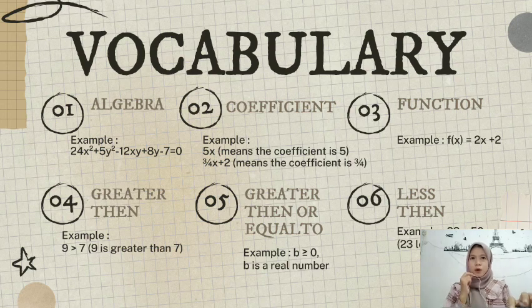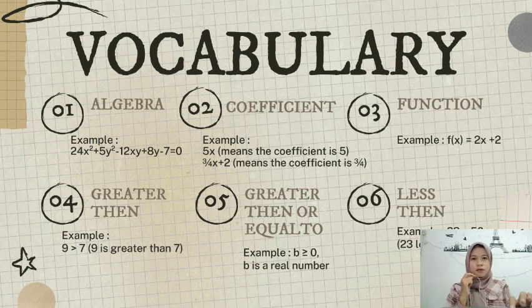And second, coefficient. Meaning in Indonesian is koefisien. Coefficient is a number in algebraic form that contains a variable. Example, 5x means the coefficient is 5. 3/4 x + 2 means the coefficient is 3/4.